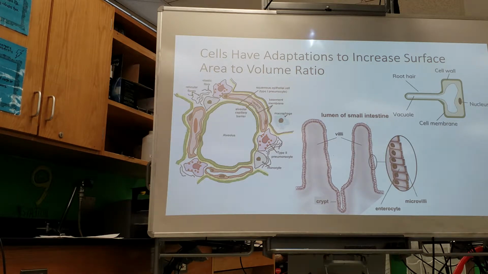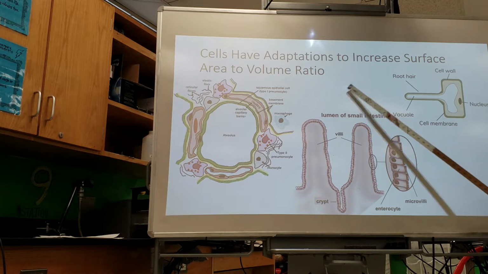So a very common adaptation is something like this root hair that you see coming off of a cell. So these are cells in the root of a plant, and they have these projections coming out. So you'll notice they don't add much volume to the cell, but they do add more surface area. And so that way roots can absorb more nutrients and be more effective at their function for the whole plant.